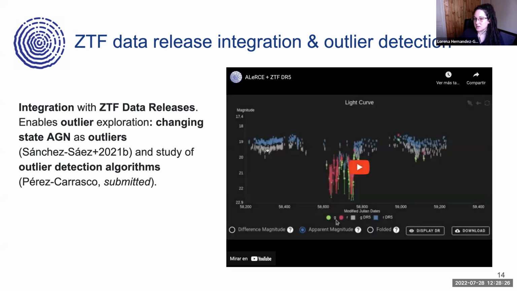So in blue and in gray, we have the data from the data release, and the green and red are only from the alerts. This is very useful, and in fact, it has been very useful for us in order to detect outliers, because this way we have all the information. And also for people who work with supernovae and send candidates to TNS, this is very useful because they can check whether there was previous activity or not before sending the candidates.